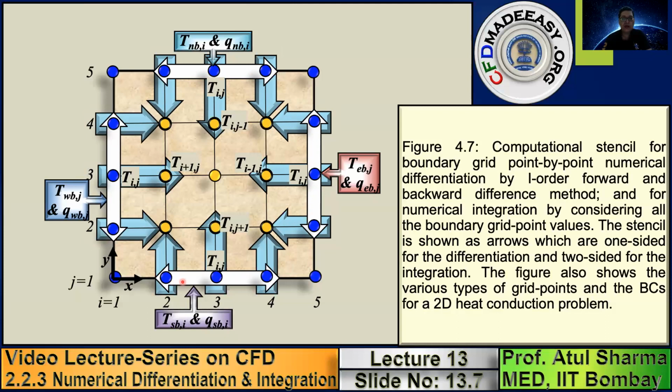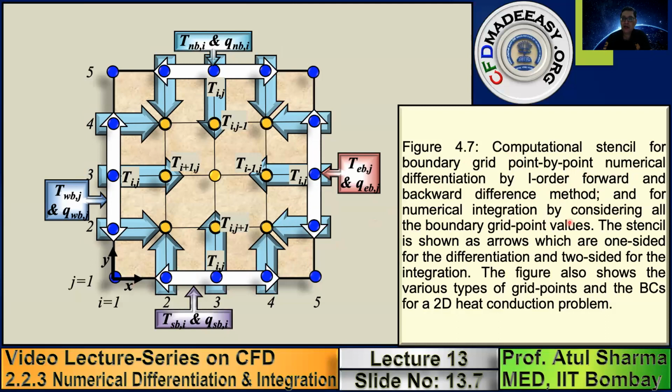So this is a computational stencil for boundary grid point by point numerical differentiation by first order forward. Note that for the bottom wall and left wall, you use a forward difference. For the right wall and top wall, you use backward difference. To get a derivative at the boundary grid point, you have neighbors only on one side. So this is what is called one-sided differencing, where you use forward difference for the left and bottom wall and backward difference for the right and top wall.